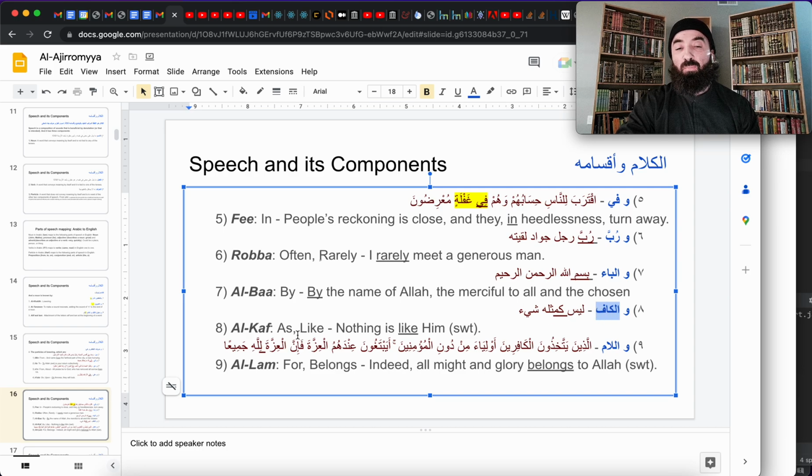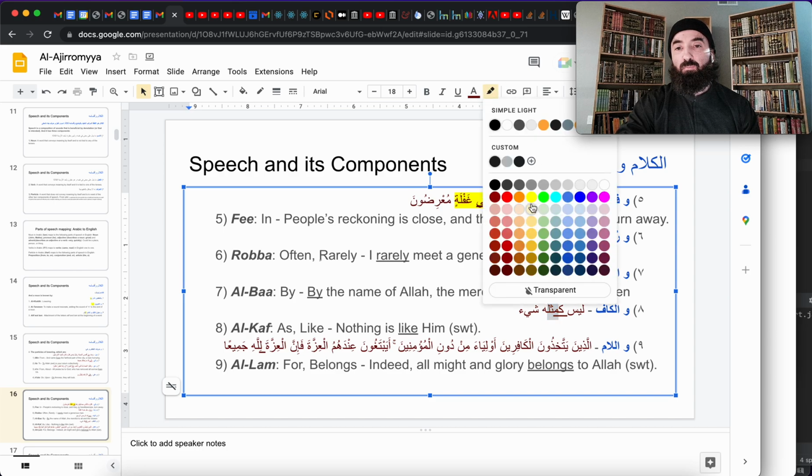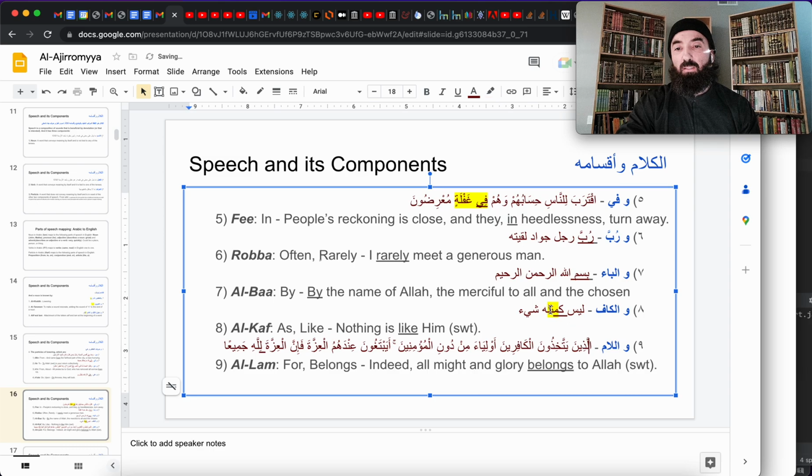Al-kaf means as or like. The example is from the Quran: laysa kamithlihi shay'. Nothing is like Him, subhanahu wa ta'ala. As you can tell, what comes after kaf is mithlihi. Mithlihi is a noun, or mithl is a noun, and hi is a pronoun. All we're concerned about is the noun here. Let me actually highlight it.